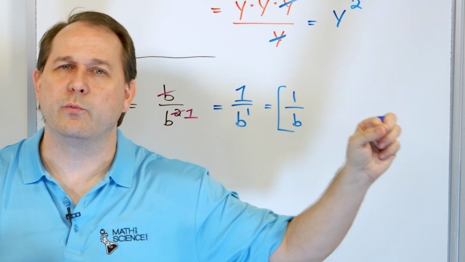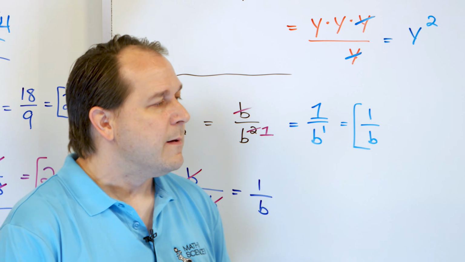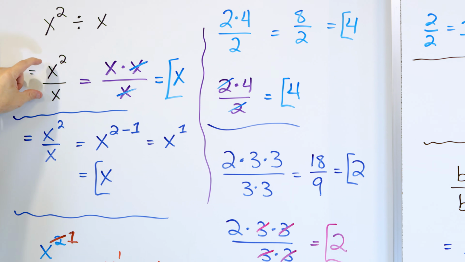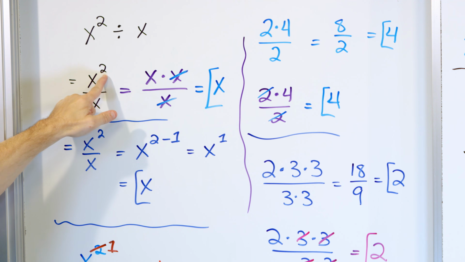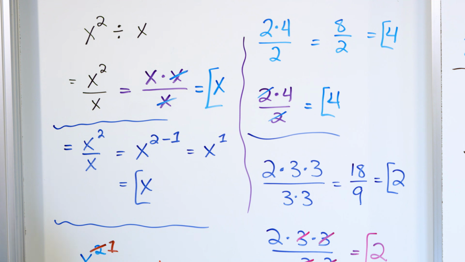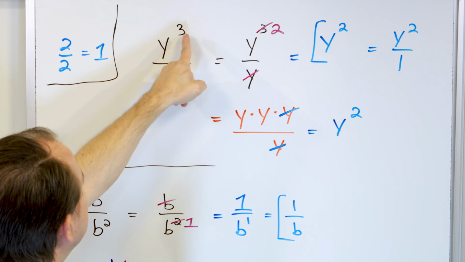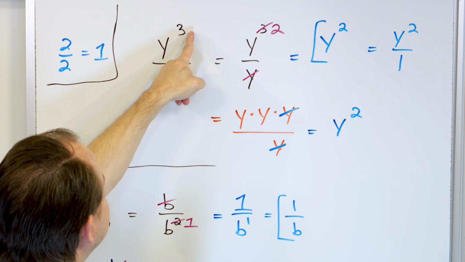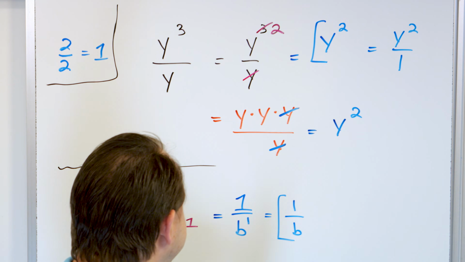Now here is the bonus question. Here is something that you probably won't learn until much later in math. But I taught you that when you're dividing things with the same base, you can subtract the exponents. 2 minus 1 means x to the first power is the answer, right? And then we did another problem where we had the same base, and we can subtract the exponents. 3 minus 1 is 2, so it's y to the second power.